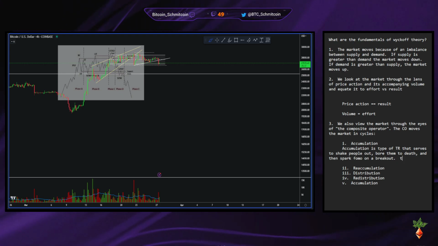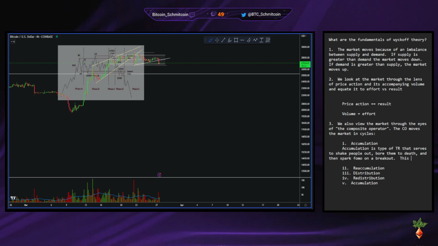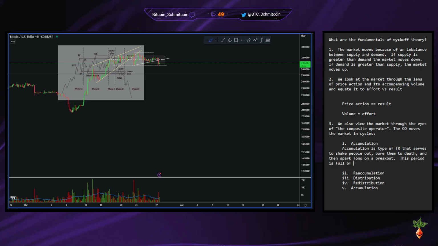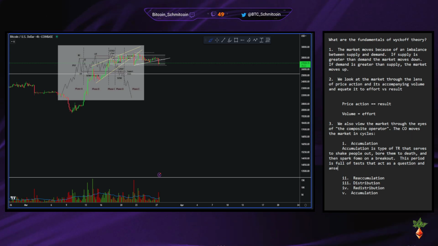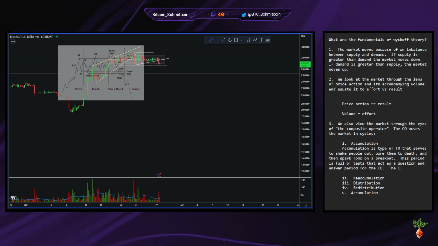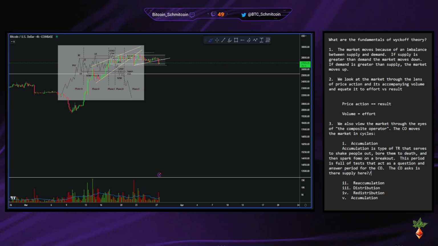This period is full of tests that act as a question and answer period for the CO. The CO asks, is there supply here? Is there demand here?